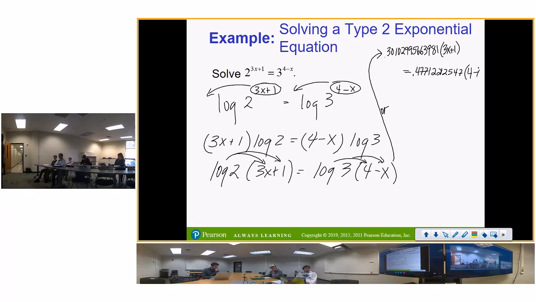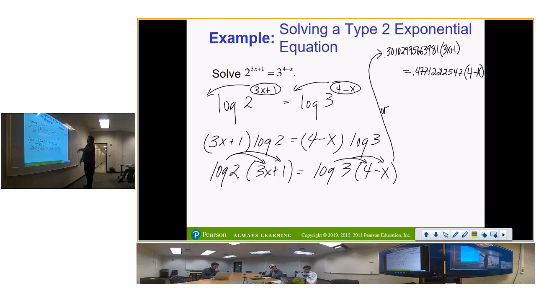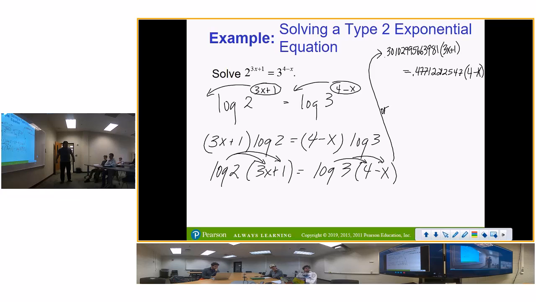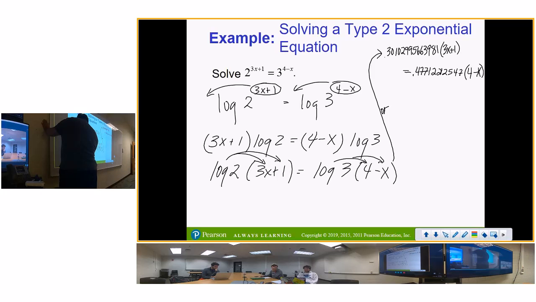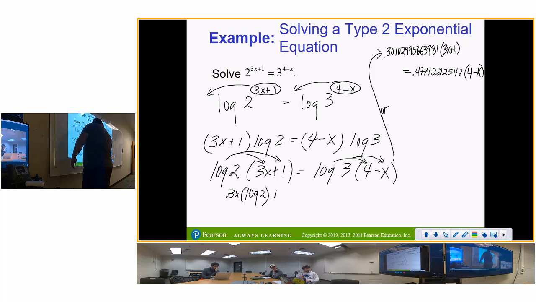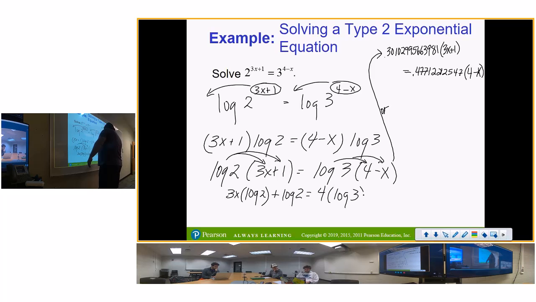4 minus x. All right, y'all want to have fun and distribute those 10-digit decimals? I don't. So let's go back down here and do it the legitimate way. So 3x times log of 2 plus log of 2 is equal to 4 times log of 3 minus x times log of 3.